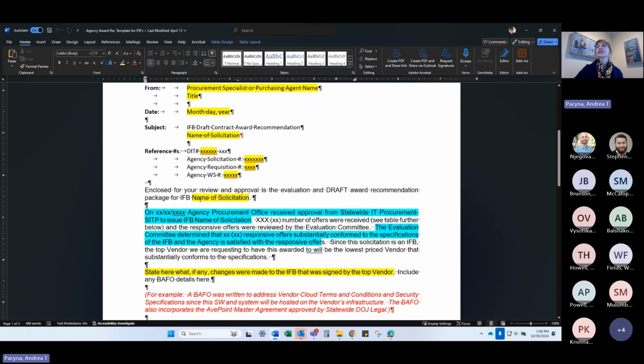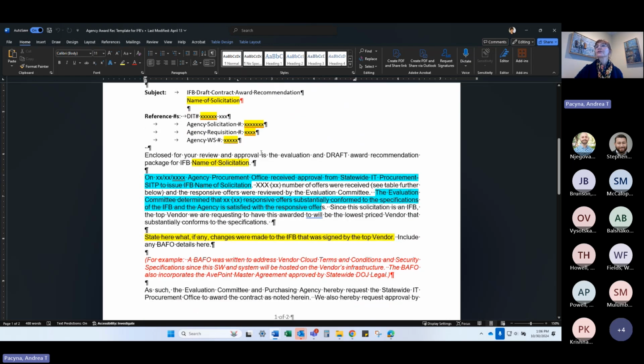So you have all this information in here. Enclosed for your review is the draft award rec. And remember, they're always giving us a draft because we always end up tweaking it, because we want it to be very tight for our records. So they submit a draft award recommendation, no matter what it is, IFB, RFQ, RFP, and then we'll tweak it.